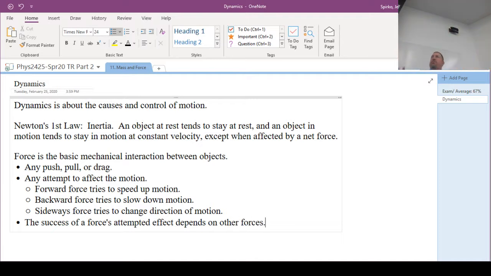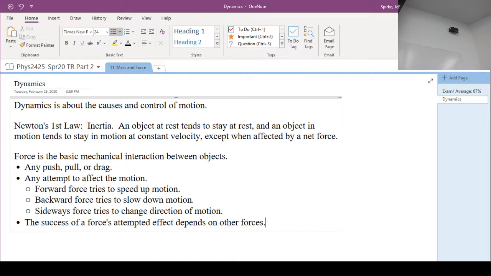Now, one of the most important ideas about Newton's laws and force analysis is that it's not usually just one force that tells us what's going to happen. It's a combination of forces. It's several forces. So if I push this chair sideways, I can get the chair to move. But if I push the chair downward, nothing happens.